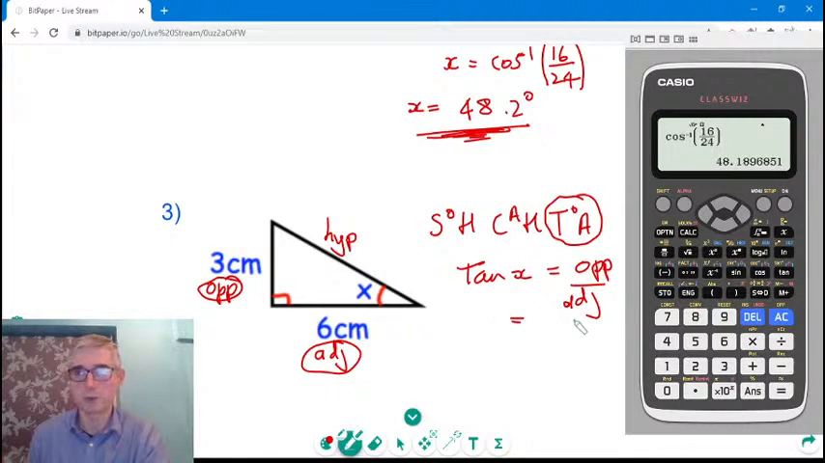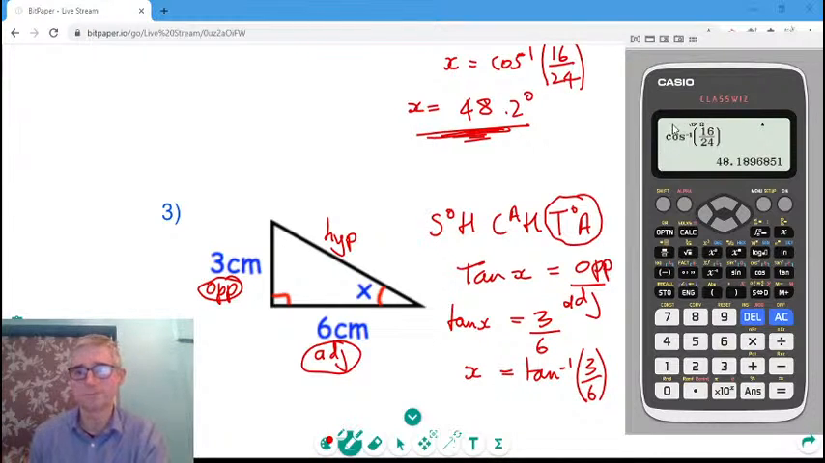If I plug in the numbers, the opposite is 3, the adjacent is 6. So that's what tan x is, and we're interested in finding x. So that is equal to tan minus 1, the inverse tan of 3 over 6. I'm just going to plug those numbers into my calculator.